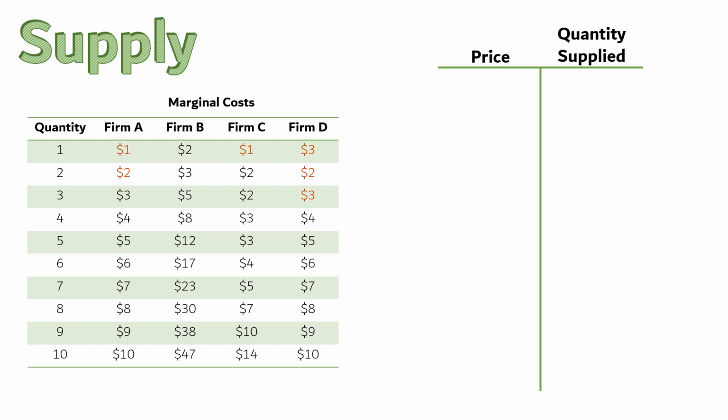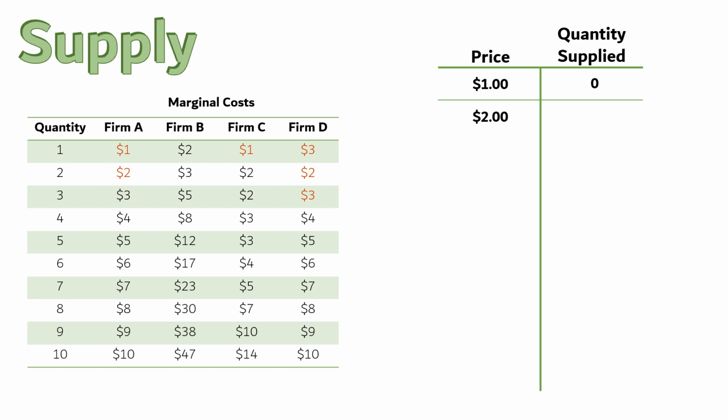Let's take a look. If producers were paid $1 per unit, then no firms would be willing to produce. Firm A and Firm C have marginal costs low enough, but there must be some fixed costs that mean overall they wouldn't be profitable.